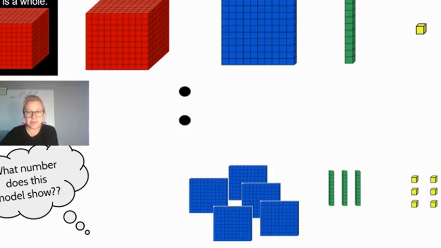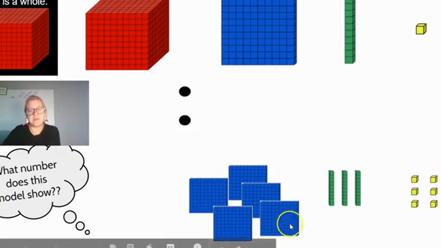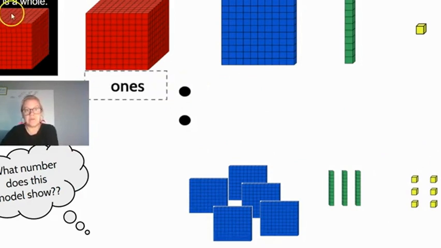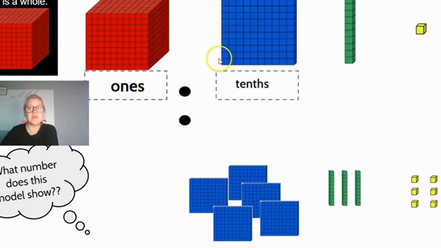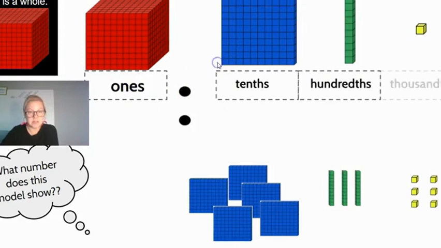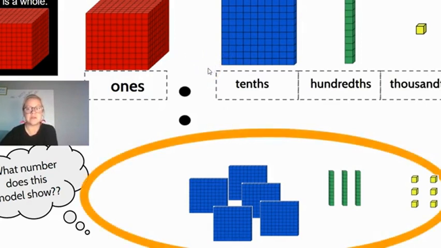So look at our model here. Again, if we're being asked to name the number of the model down here, I want to make sure that I understand my place value up above. So if this red is a whole, then I'm going to call that my ones. The flat is going to be my tenths. The green is going to be my hundredths. And the yellow is going to be my thousandths. So let's look at this model down here. Think about what numbers you would put in each place value.